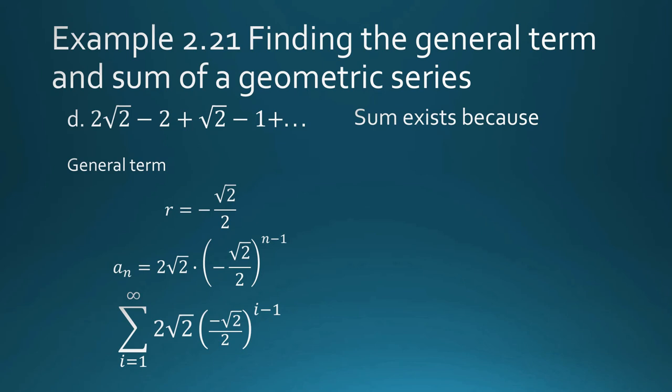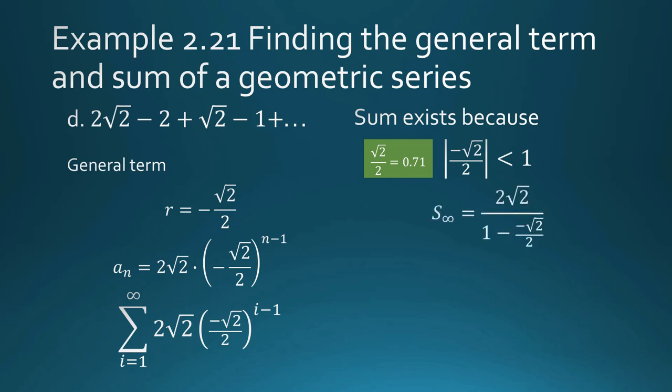But for this particular series, the geometric series converges to a finite sum. How did we know that? Because of the common ratio. Square root of 2 over 2 is 0.71. So that means the absolute value of our common ratio is less than 1. The geometric series or the sequence of partial sums is converging to a finite sum. What is that finite sum? This is the finite sum.